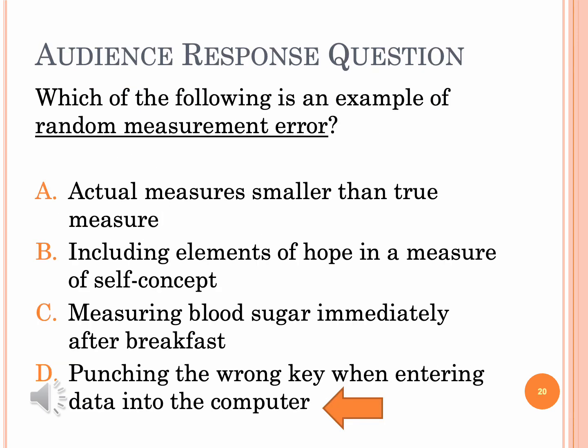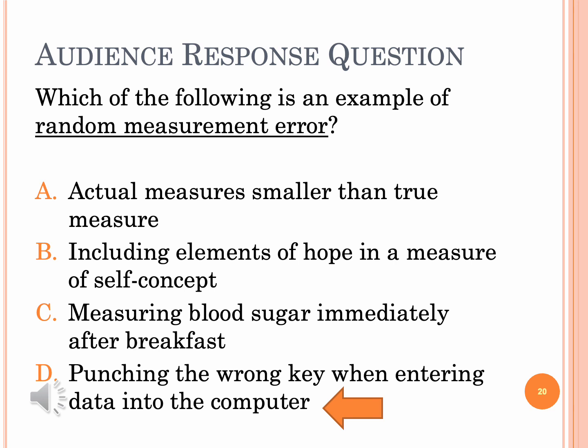Here's another audience response question, and this concerns measurement error. Now you will remember that we get a systematic measurement error and we get random measurement error. The question here concerns an example of random measurement error. The options are A, actual measures smaller than true measure. B, including elements of hope in a measure of self-concept. C, measuring blood sugar immediately after breakfast. And D, punching the wrong key when entering data into the computer.